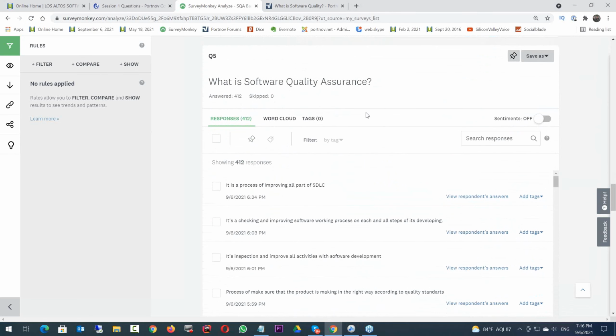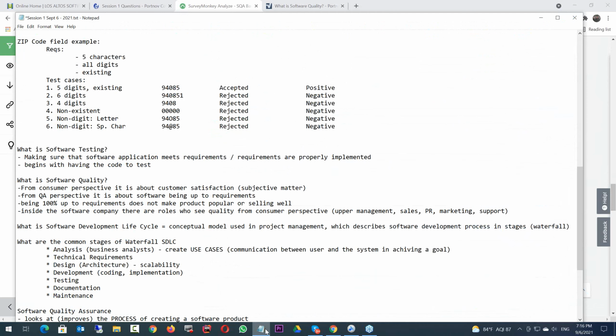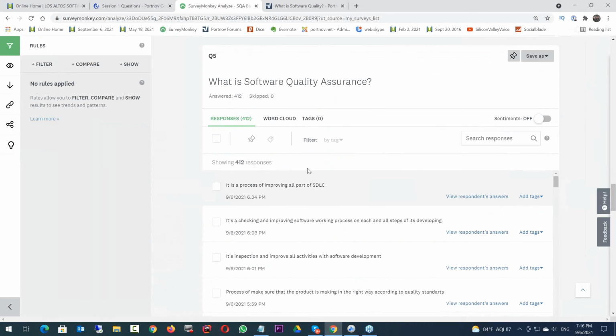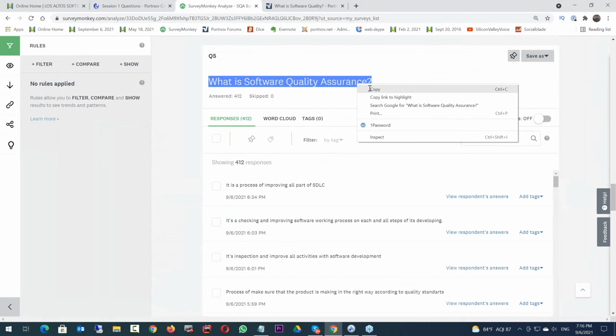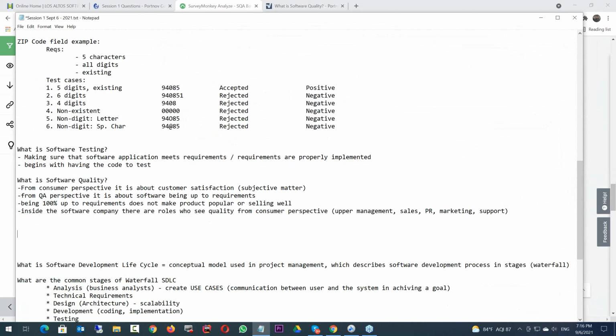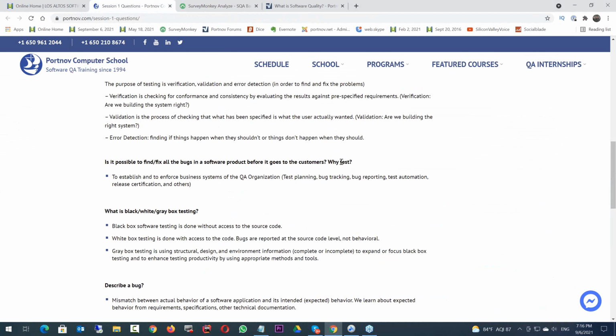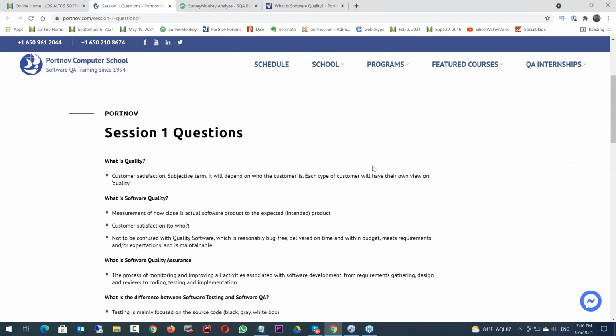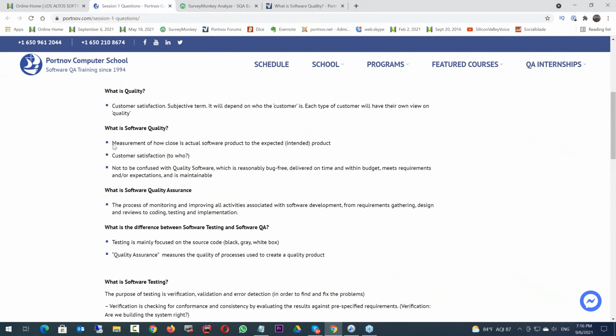What is software quality assurance? Let me see. Do we have that? No, we don't have it. Okay, let's take it from here. What is software quality assurance? I believe it must be on that page which I gave you. What is quality assurance?